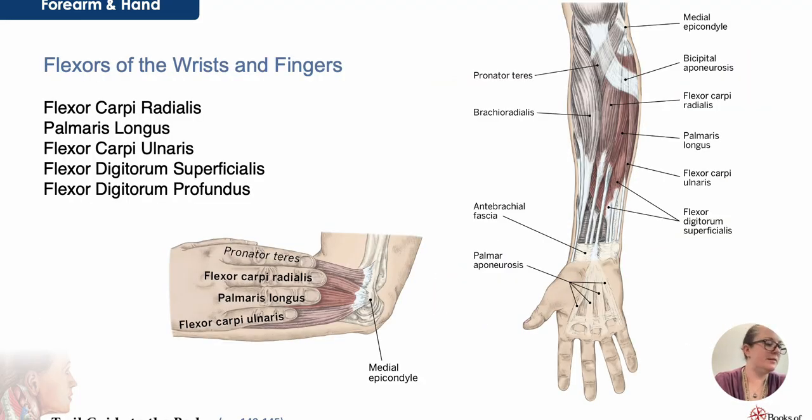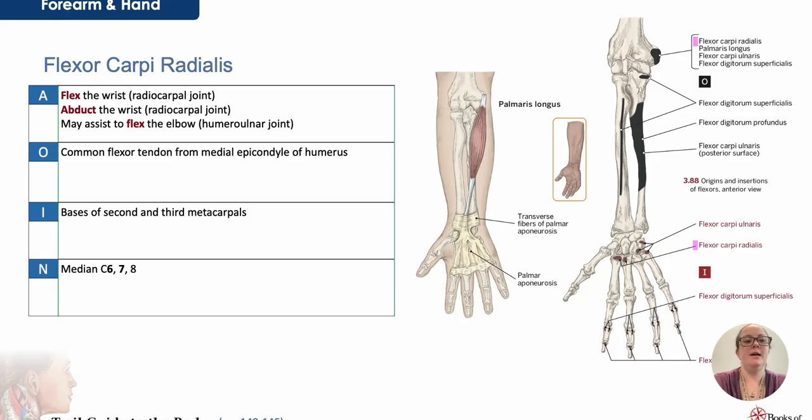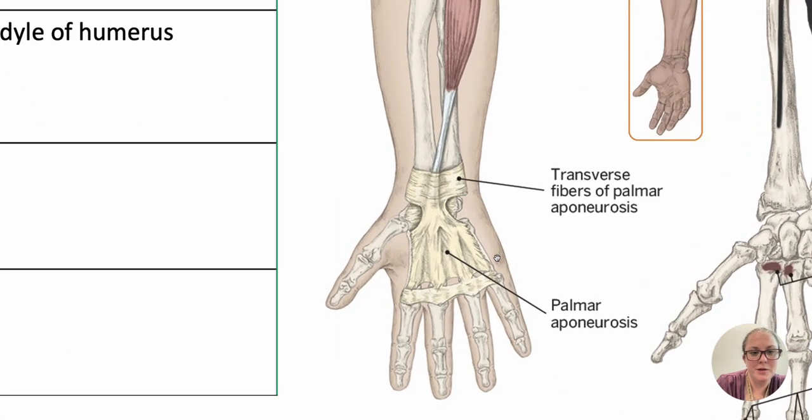Flexors of the wrists and fingers. Flexor carpi radialis. It flexes, goes across the carpals, and it's on the radius. So this flexes your wrists. All of these are going to do something with your wrists, typically, or your fingers. It abducts the wrist and it flexes the elbow a little bit because it crosses the elbow joint. And then runs down. I'm going to show you this here.